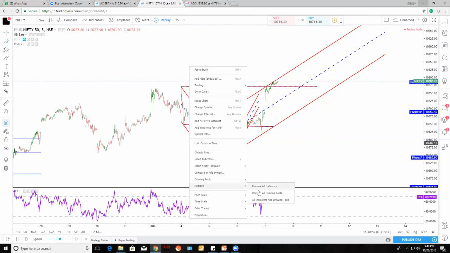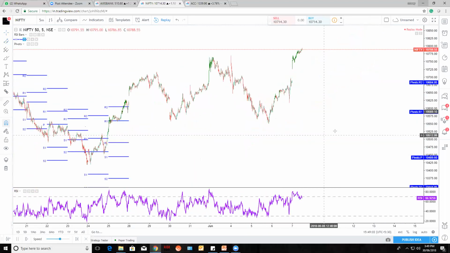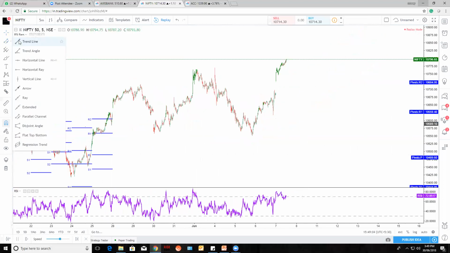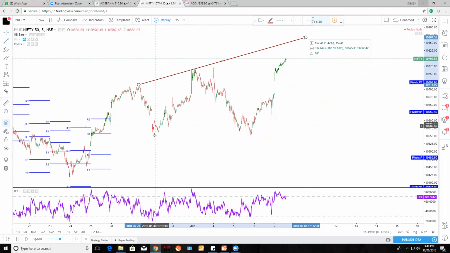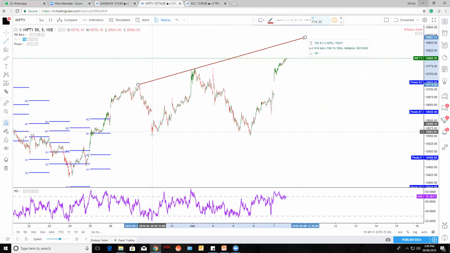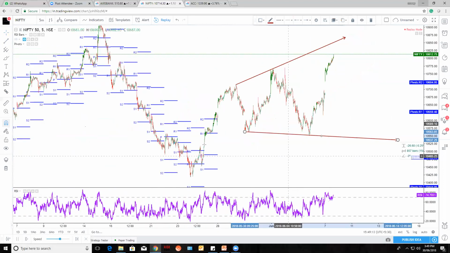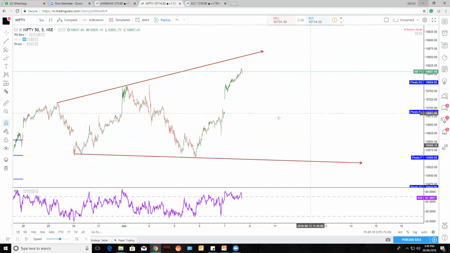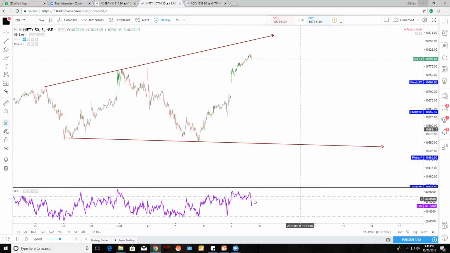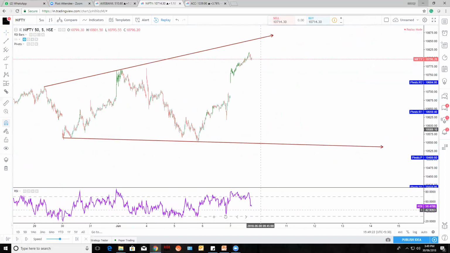So many channels, right? So many channels you need to draw. Otherwise, at least you connect the higher highs. So this is one high and two highs. This will become your one more channel, and this becomes your lower side. So it is making an expanding diagonal or some structure, right? After that, see the RSI now. RSI is giving a divergence. Price is moving like this. So it may come. Let's see.